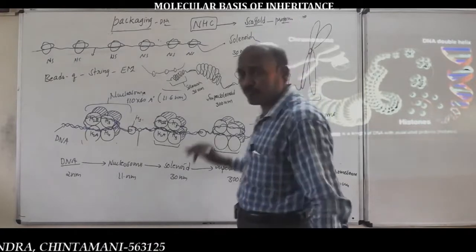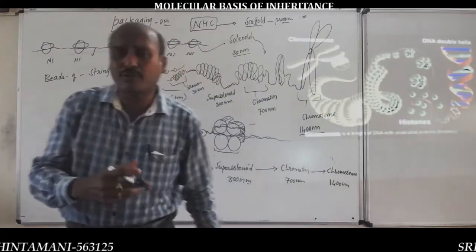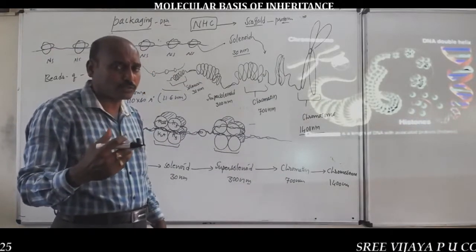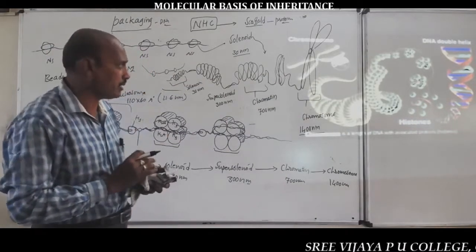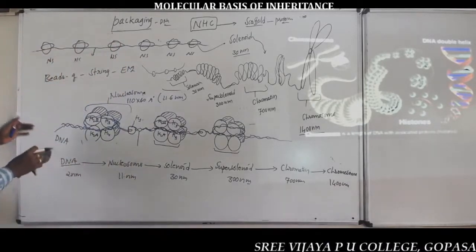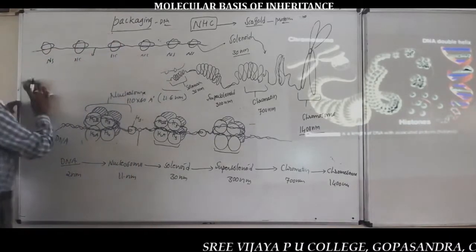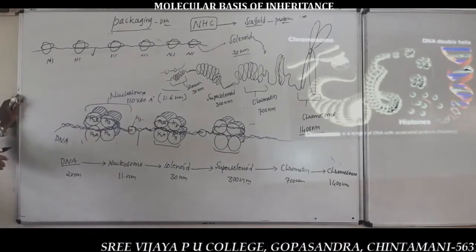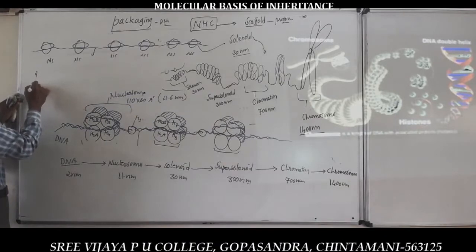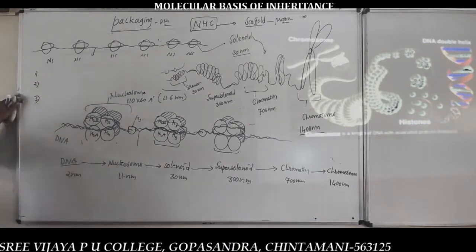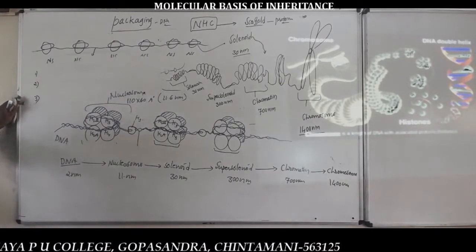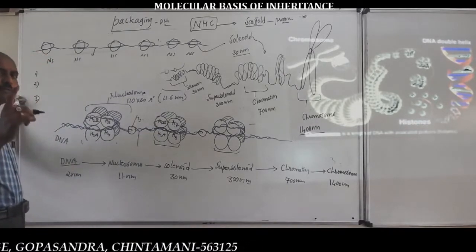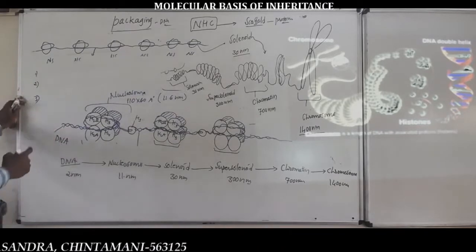They are the types of non-histone chromosomal proteins. See, extra information from the NHC, non-histone chromosomal proteins. On the basis of function, non-histone chromosomal proteins are classified into 3 types.